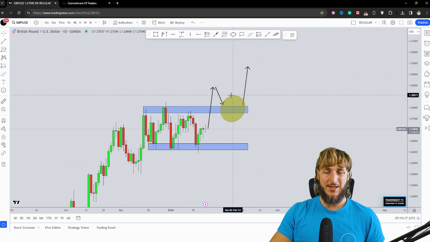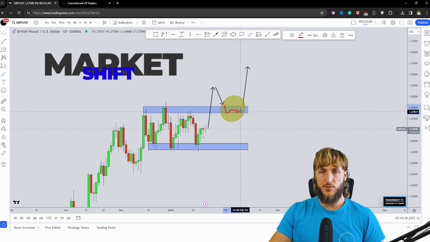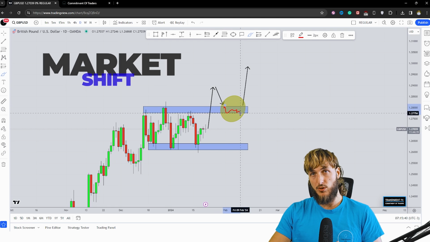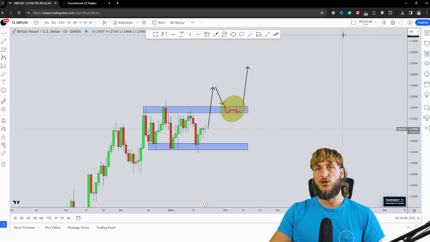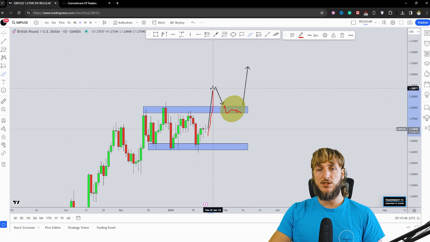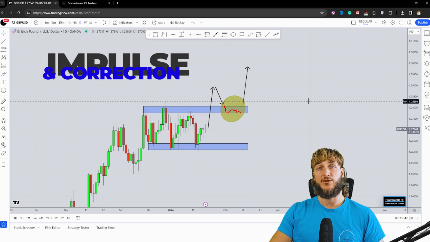Therefore, what I would expect is that if this market would shift from an intraday bearish market to an intraday bullish market on the retest of this level, at that point I would expect a potential move higher for the market to complete this impulse correction and impulse pattern to the upside.